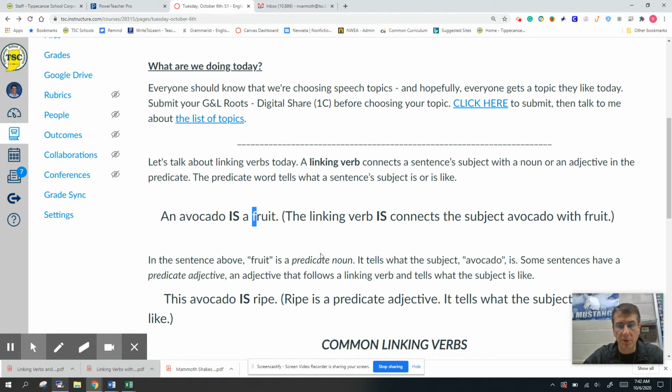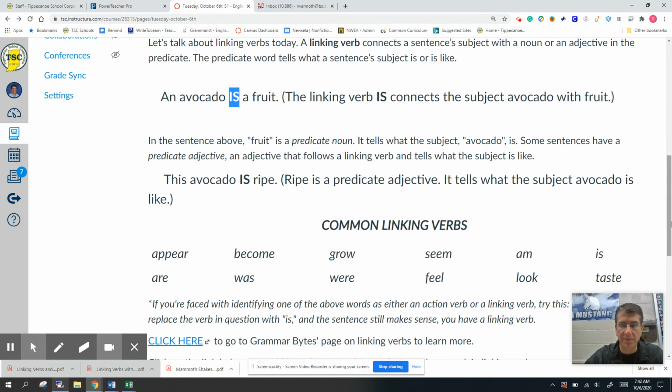If it was a different word like juicy or tasty or green, an avocado is green, then this describing word would be what's called a predicate adjective. Okay? That's something that we can talk about another time, but today you're just worried about identifying the verb in the sentence as either an action verb or a linking verb. Okay? Most linking verbs are easy to spot because they're forms of be. So am, is, are, was, were, will be. Those are some common ones.